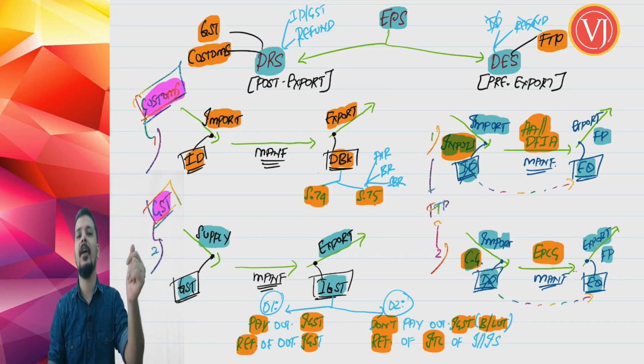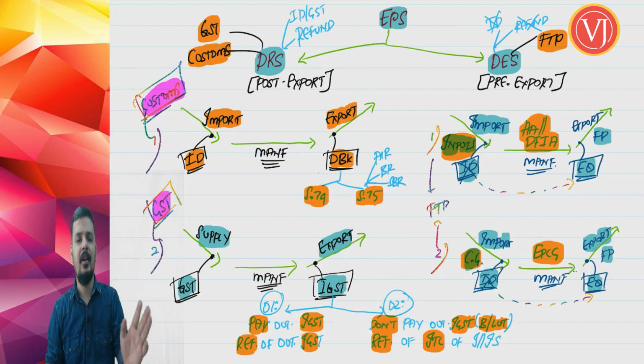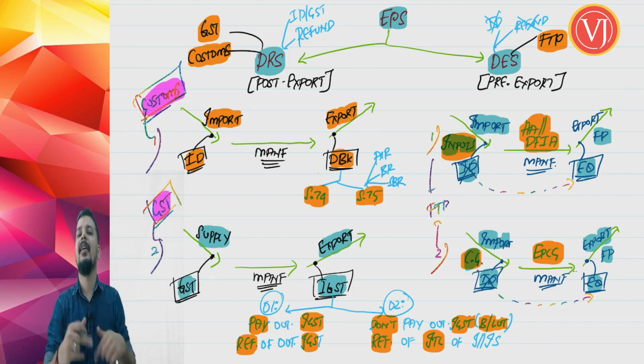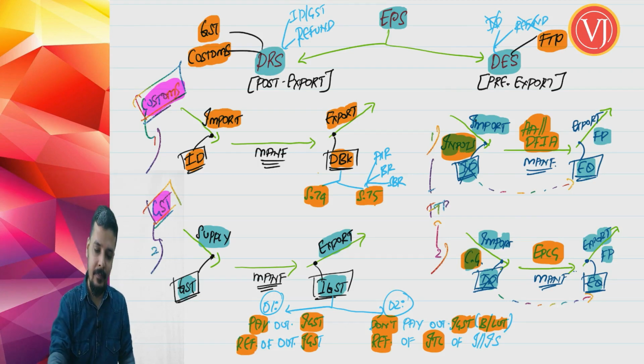One option: pay output IGST, and take the refund of the output IGST using your credit or cash, the refund of the entire output IGST, whether paid by credit or cash. Second option: don't pay output IGST on your export, and claim the refund of input tax credit on your inputs and input services. So that, friends, you have to understand. This concept you have to understand very clearly.